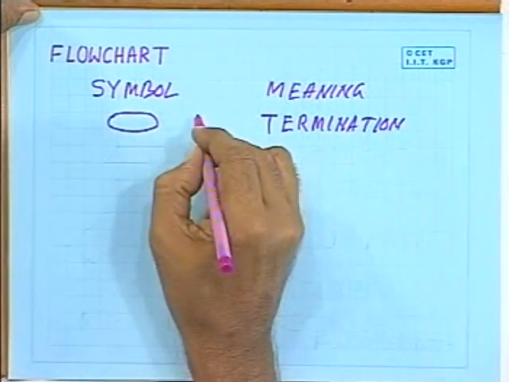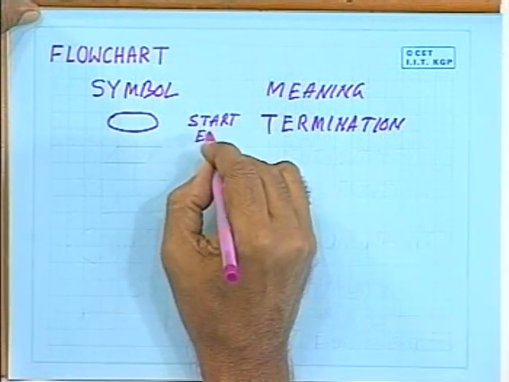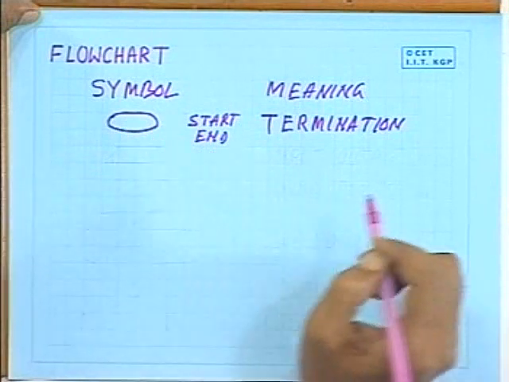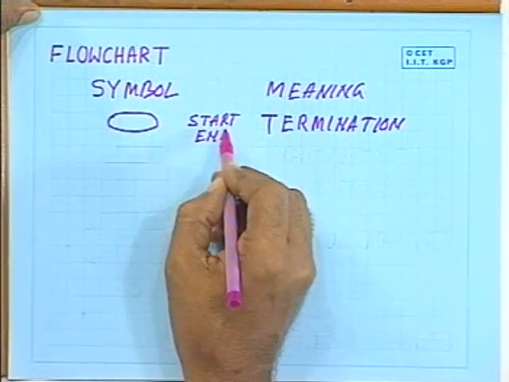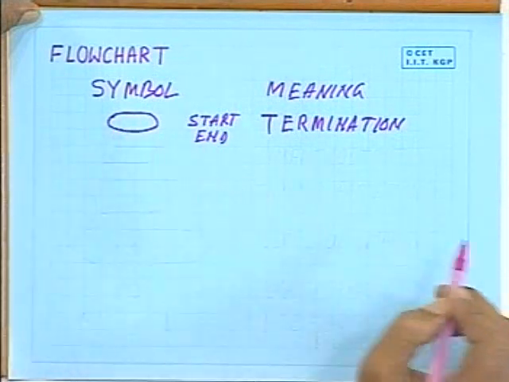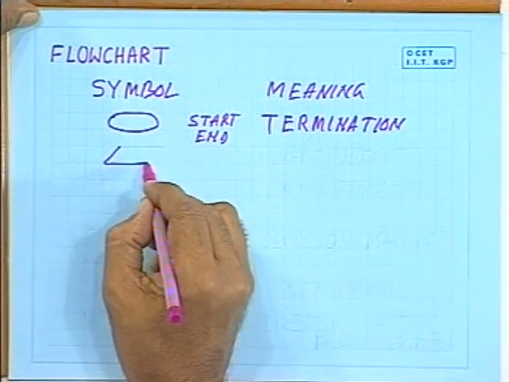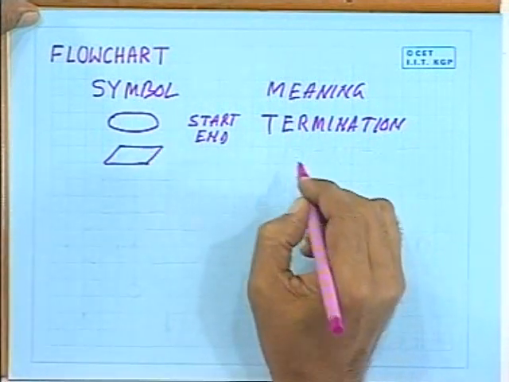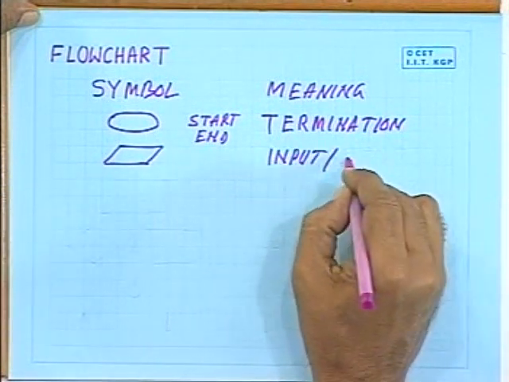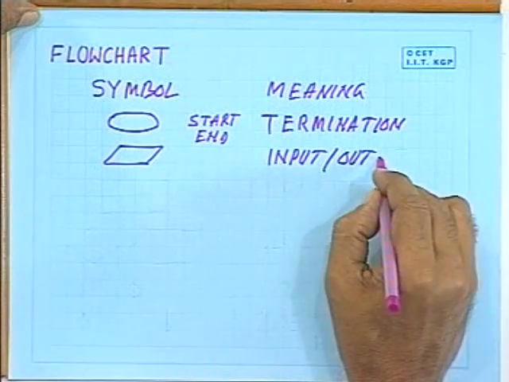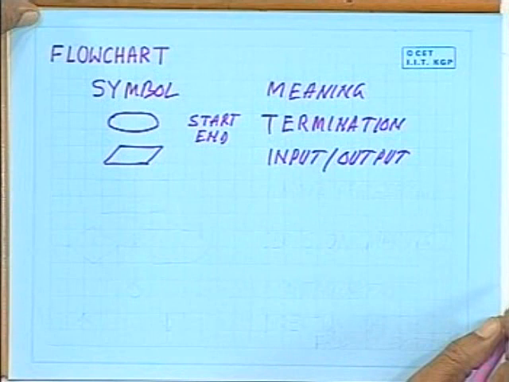For example, the start, end, this kind of termination of the algorithm is specified with the help of this particular symbol, ellipse. Then parallelogram is used to specify the input and output. Inputs and outputs are specified with the help of this particular symbol.